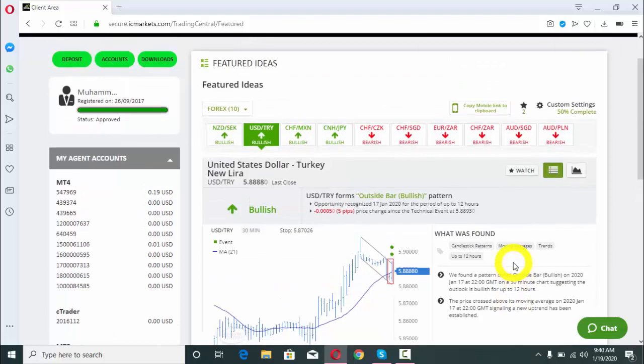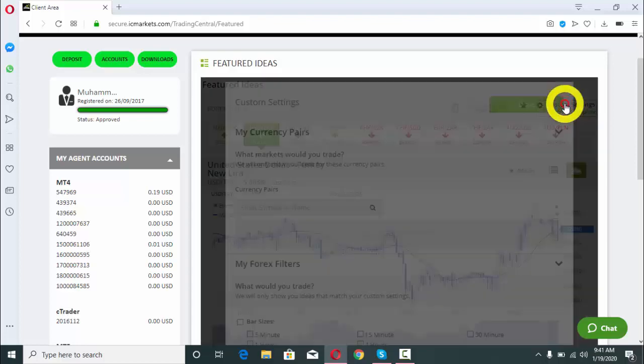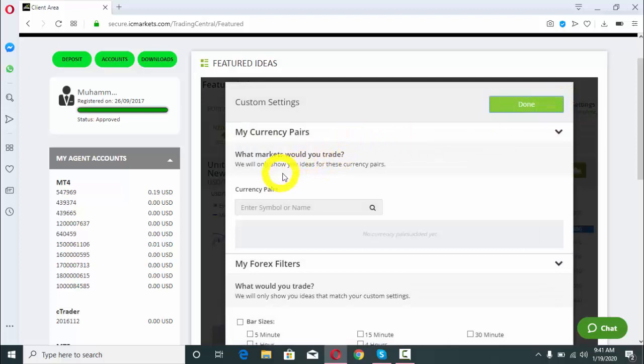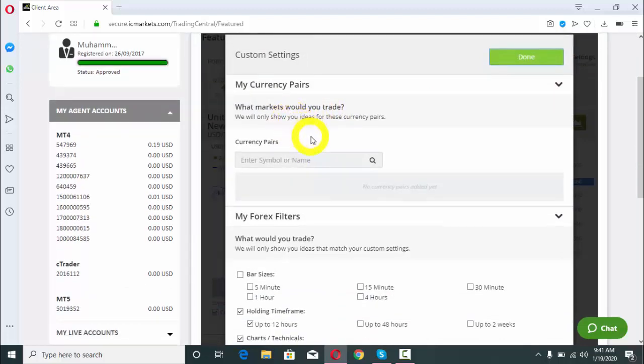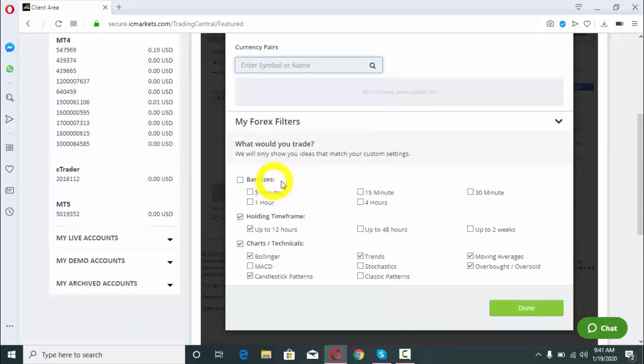Right now the market is closed. Once I click there, I will get this chart. Now we can do a little bit of customization of this personal area of featured ideas, like what markets you would trade. We will show you ideas of these currency pairs, and here if you want to add any currency pairs, you can. Here you can also select your bar sizes and holding time frames.